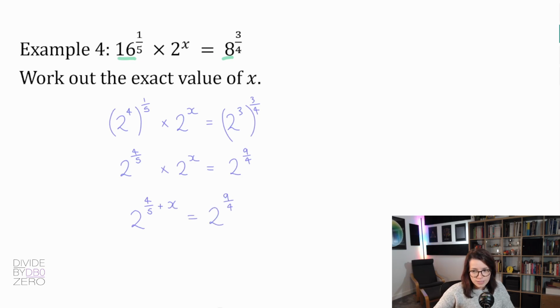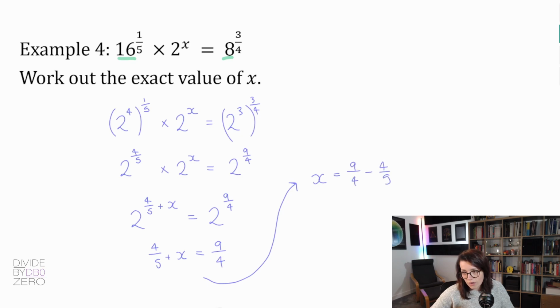Now, if you look at this, we've got 2 to the power of something on both sides. The only way those two are going to be equal to each other is if the powers themselves are equal to each other. So if 4/5 plus x is equal to 9/4. And that can then lead you to your answer. You just got to work out what x is. To do that, you would do x equals 9/4, take away 4/5. And that you can either do on the side or in your calculator. And you're going to get 29/20 or 1.45.